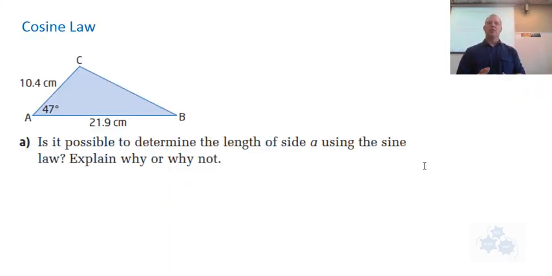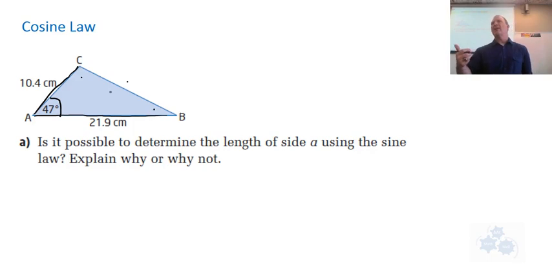So I've got this in my notes, so I'm going to flip over to here. This is the setup for the cosine law. The first question I have for you in introducing the cosine law is this. Is it possible to determine the length of side A using the sine law? In this triangle right here, we have one angle and we have the side lengths that form that angle. We do not have any other angles in the triangle, and we don't have the opposite side.